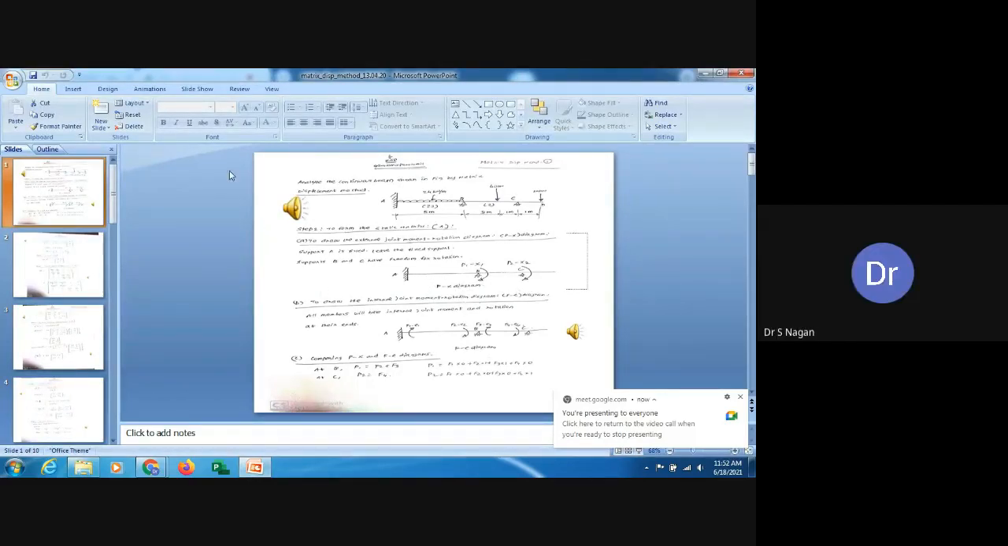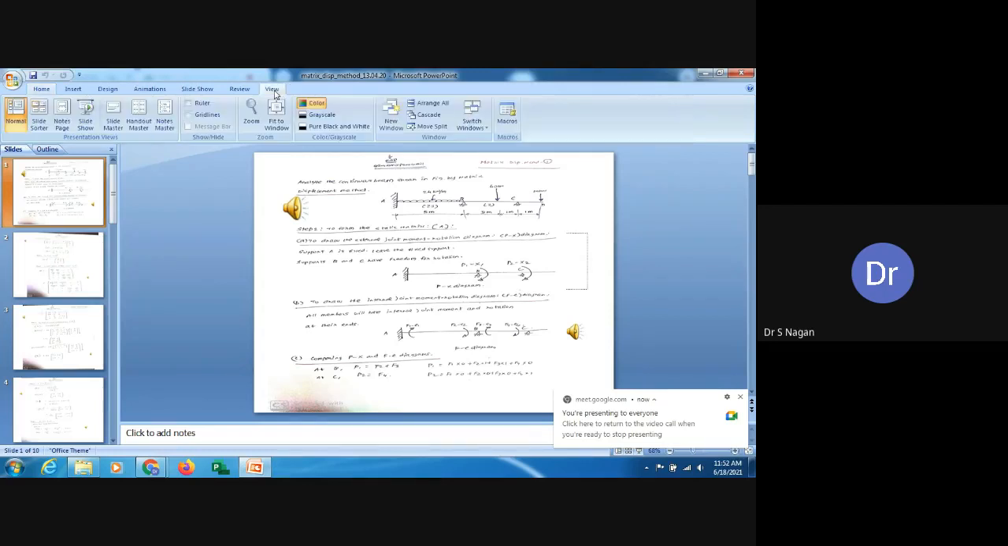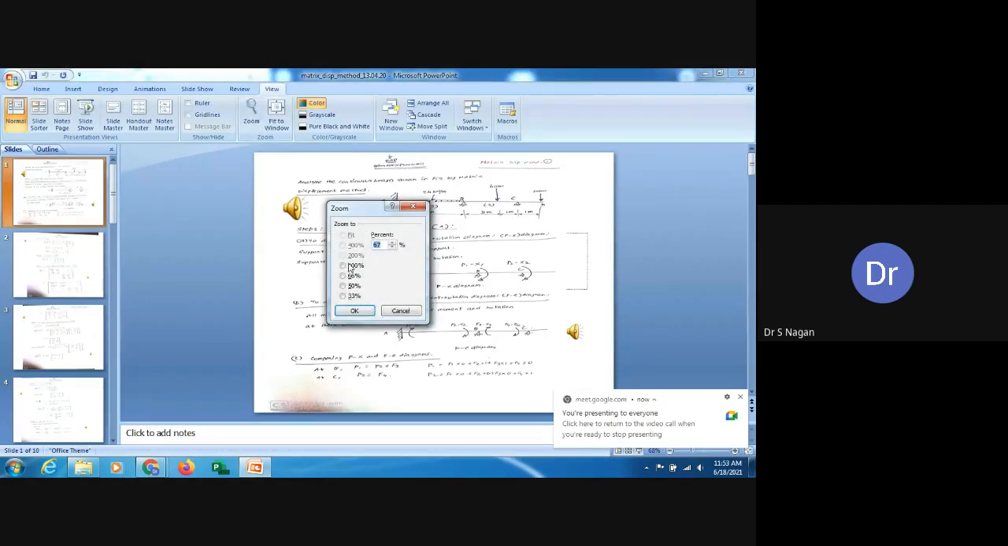This example will also be quite different from what we have seen. So I'll zoom and show you.